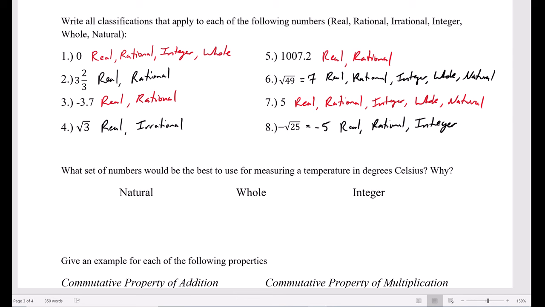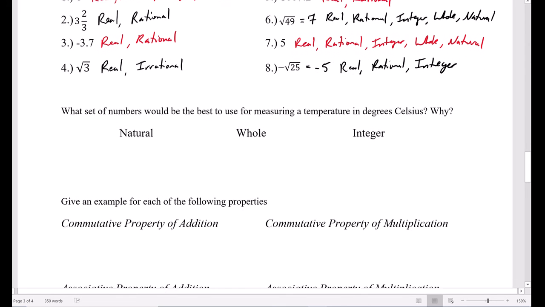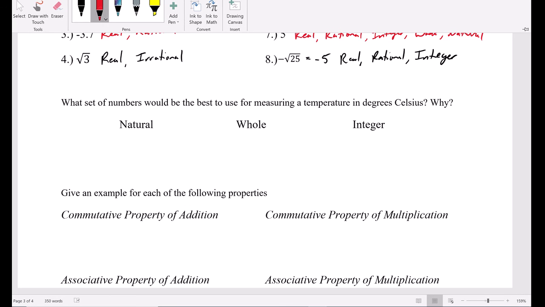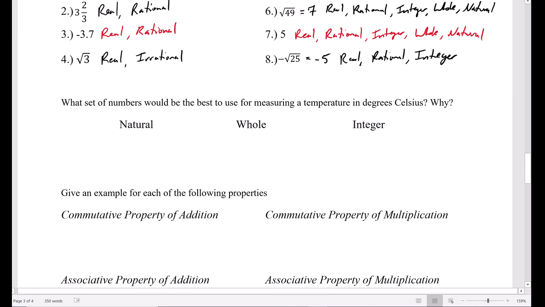Okay, so related to that, we are asked what set of numbers would be the best to use for measuring a temperature in degrees Celsius, and why. Okay, so if I think about measuring a temperature in degrees Celsius, especially in our climate, when something is at the freezing point in Celsius, it is at 0 degrees. So you could theoretically have a temperature, and again, in our climate, we do see it pretty frequently in the winter, a temperature that is negative on the Celsius scale. So I need to be able to represent it with negative numbers.